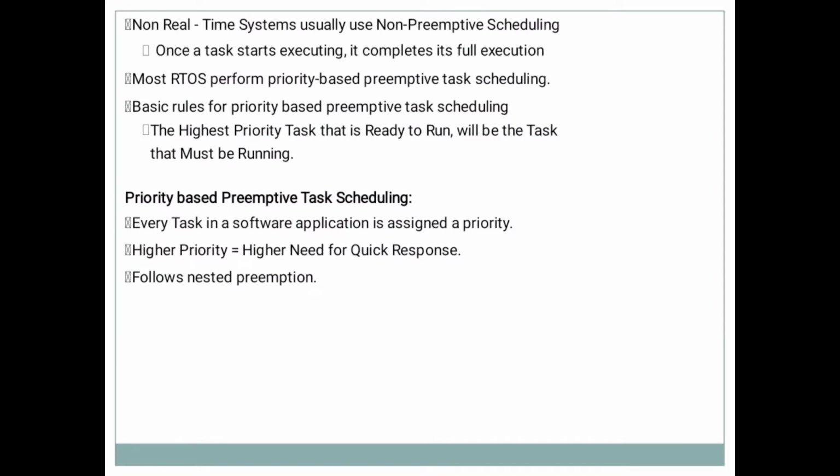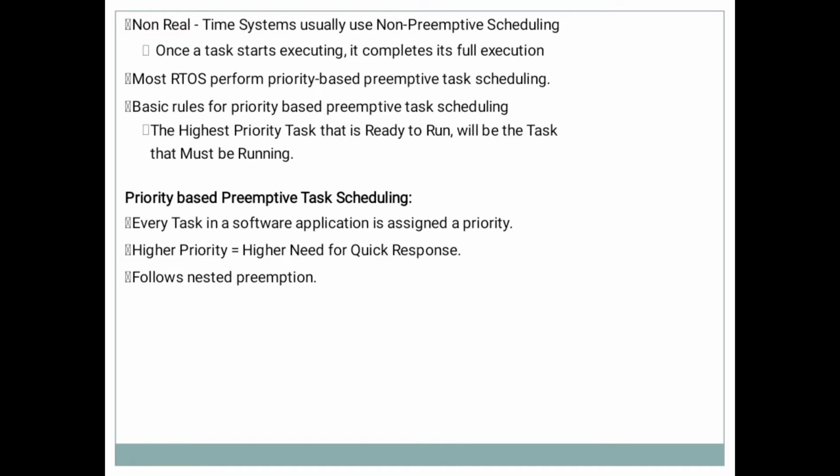Non-real-time systems usually use non-preemptive scheduling. Once a task starts, it completes a full execution. Most RTOSs perform priority-based preemptive task scheduling. Basic rules for priority-based preemptive task scheduling: the priority-based preemptive task scheduling happens by three things.